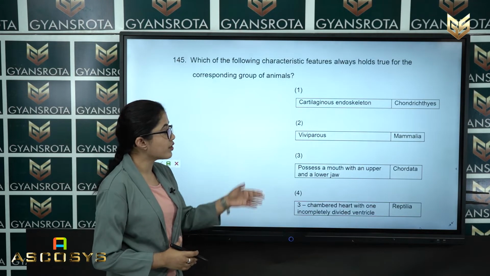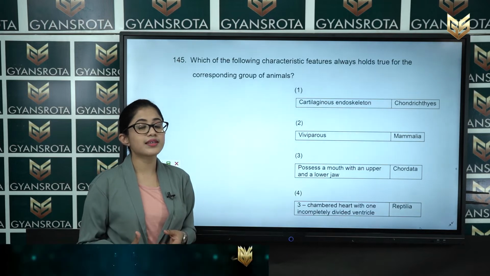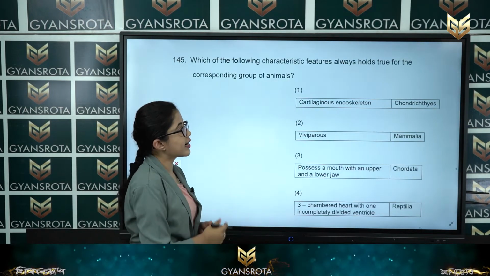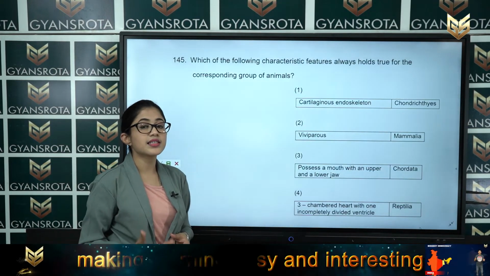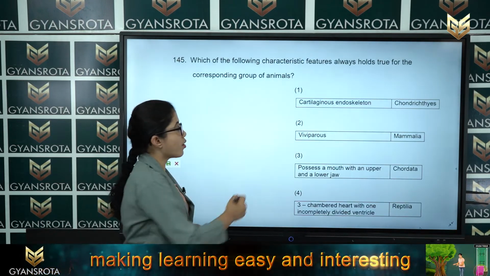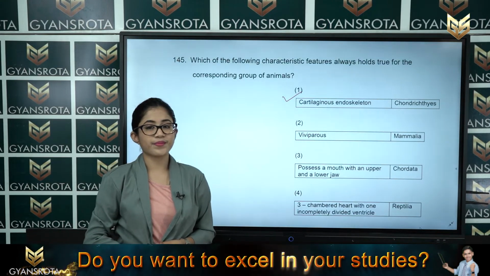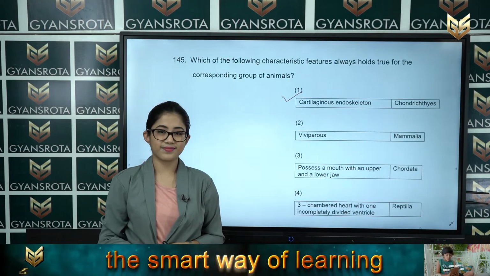So, among these 4 options, option number 2, 3 and 4 are all having some exception, except option number 1 which states cartilaginous endoskeleton is present in the cartilaginous fishes, that is called Chondrichthyes. So option number 1 is the correct answer for this question. Now, let us see the next question, that is question number 146.